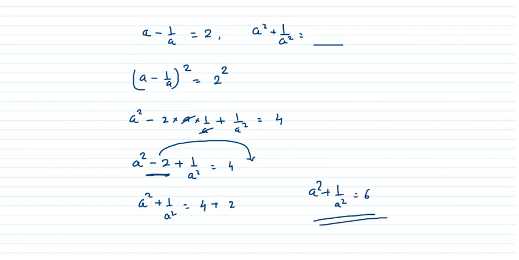Your final answer. These are 2 mark or 3 mark sums. If you don't make any mistake, you can encash them.